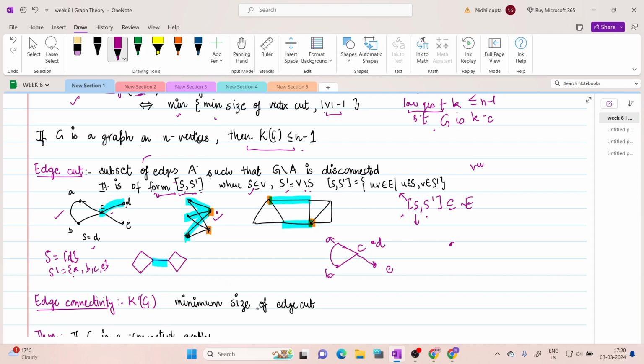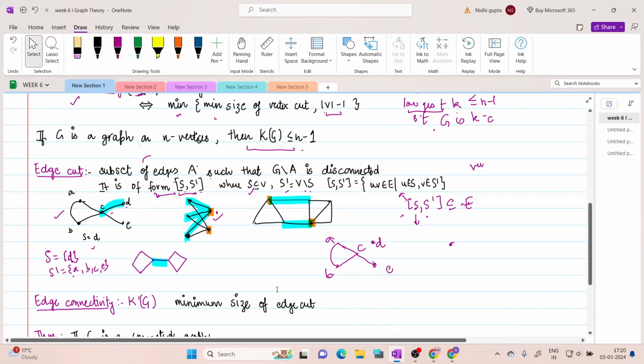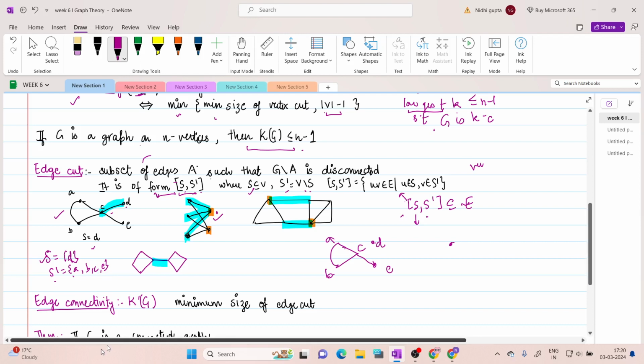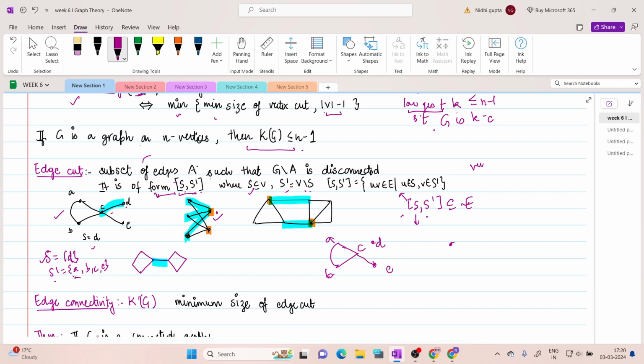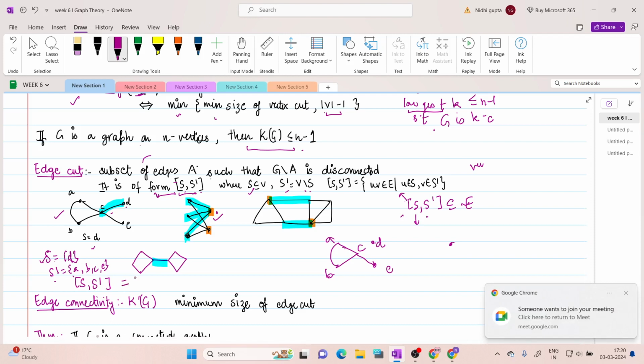Ma'am, we have to write it as edges. S is D and S bar is A, B, C, E. Since D is a vertex, we have to write the edge. So this is S and this is S bar. Your edge cut is basically (S, S bar), which is all the edges from S to S bar. So it will be just DC.